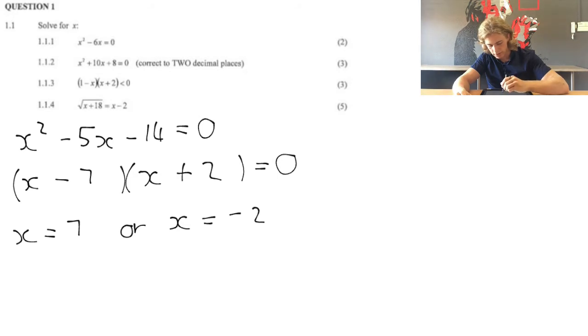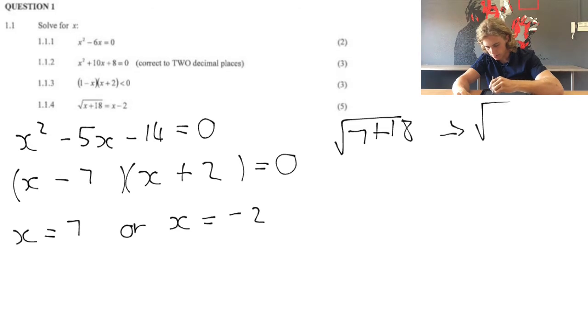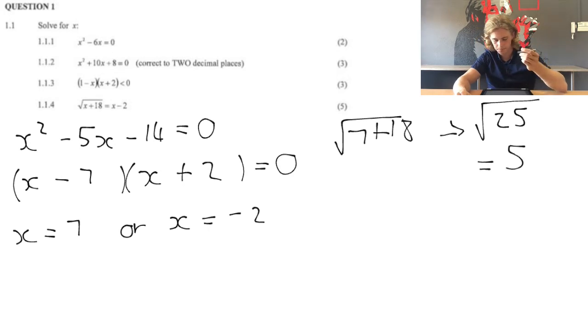So if we check the left-hand side with x equals 7, we have a square root of 7 plus 18, and that gives us square root of 25, which is equal to 5 on the left-hand side. And on the right-hand side, it would mean we have 7 minus 2, which is equal to 5. So the 7 works. Let's check the -2.